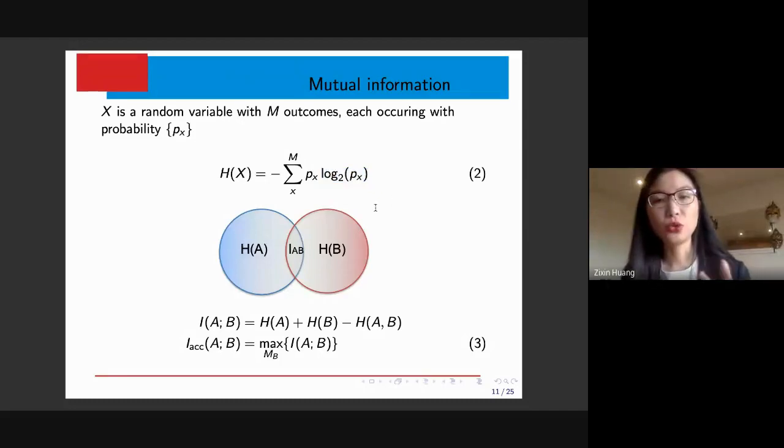Now, if there are two variables, then the mutual information between A and B is H(A) plus H(B) minus the joint entropy H(A,B). So it measures the degree of correlation between these two variables. H(A), for example, can be from Alice's source encoding, and H(B) could be either Bob's variable or Eve's variable. If these are the legitimate communicating parties, we want I(A:B) to be big, but if H(B) belongs to Eve, then we want I(A:B) to be small. And the accessible information is simply the maximization of the mutual information over all the possible measurements.